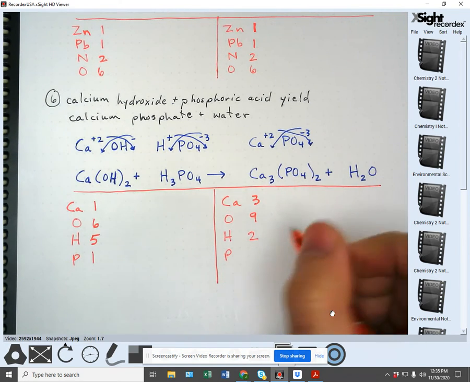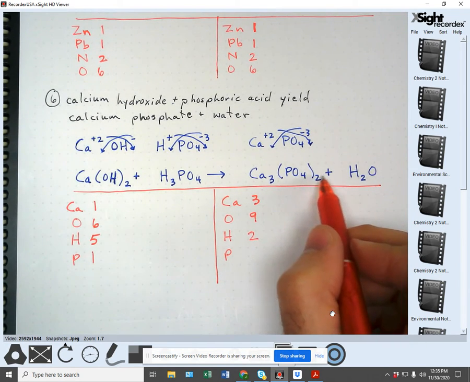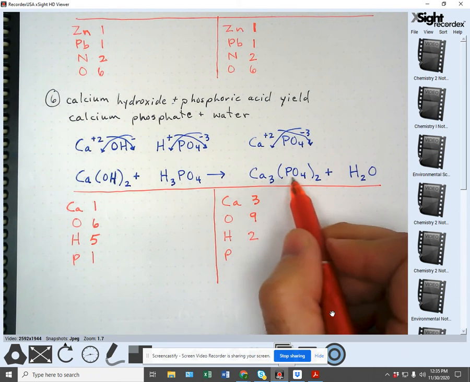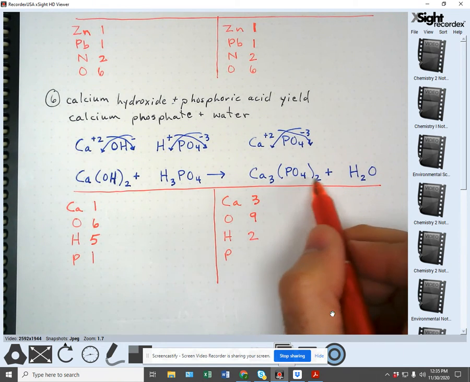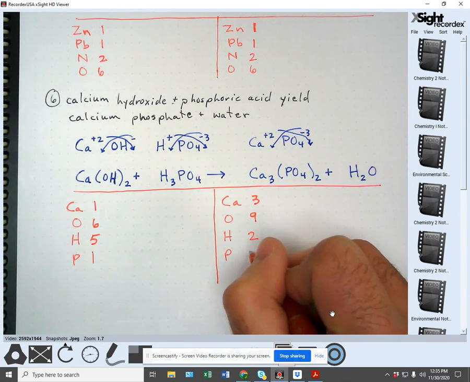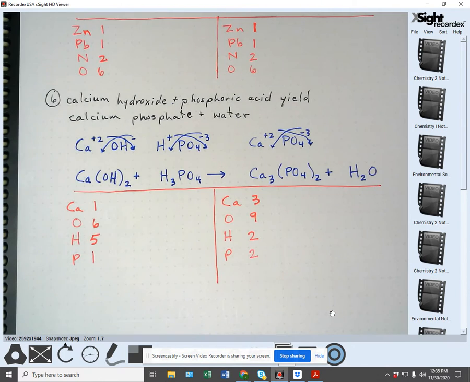And phosphorus. Now over here, see how the 2 is on the outside of the parentheses? So the 2 times everything inside of it, so 2 times 1, meaning I've got 2 phosphorus. All right, this is what I'm starting off with.